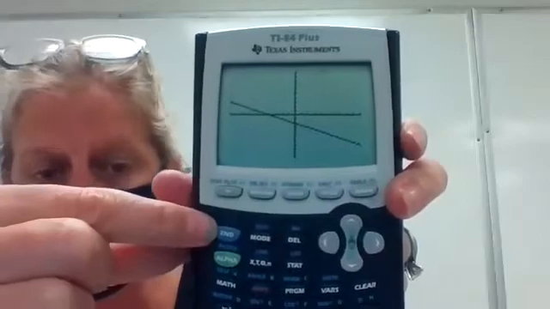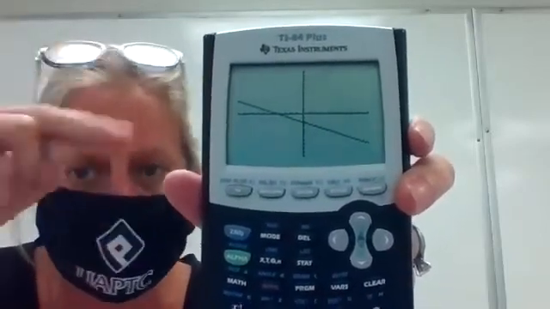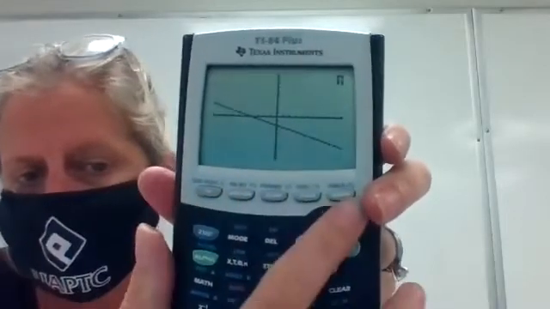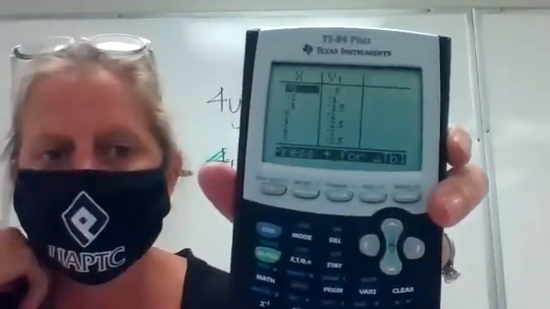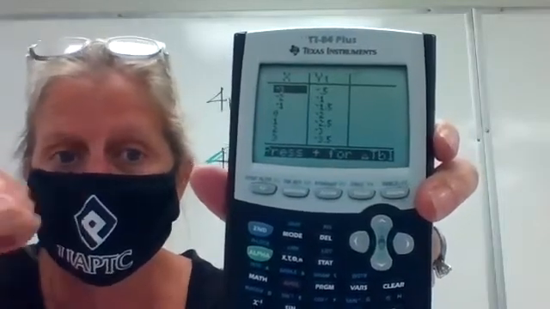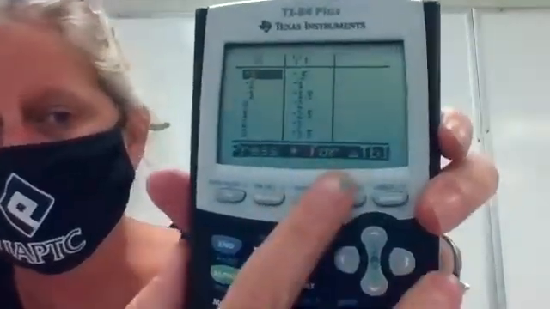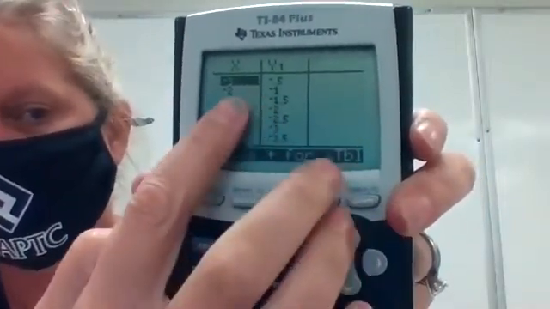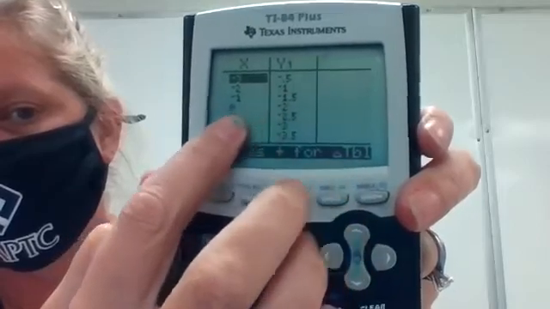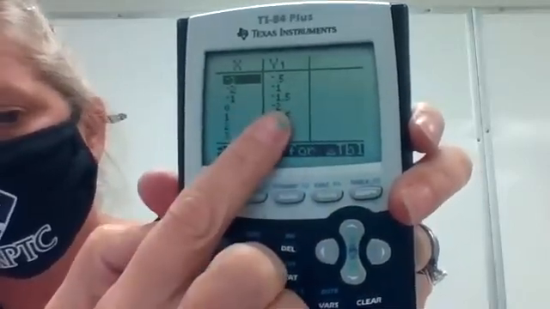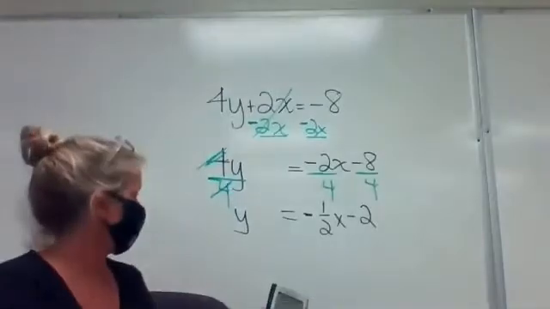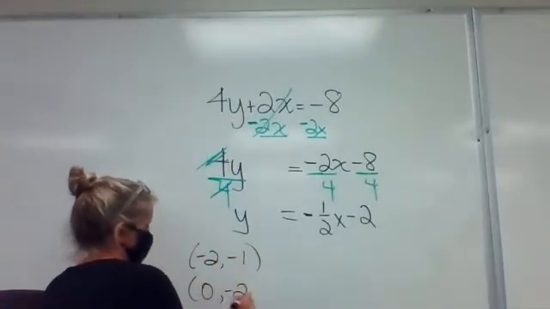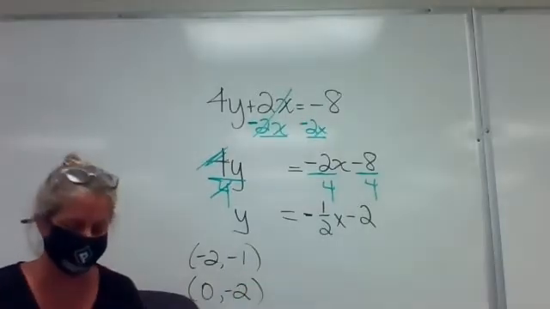So instead of coming up with those points on my own and making that XY chart that takes forever, hit second, graph, and then just choose whichever ones you want, right? Now, remember, you're staying clear of anything over here that has a decimal. But other than that, you're good. I can choose negative 2, negative 1, and 0, negative 2. And I choose to plot those 2 points.